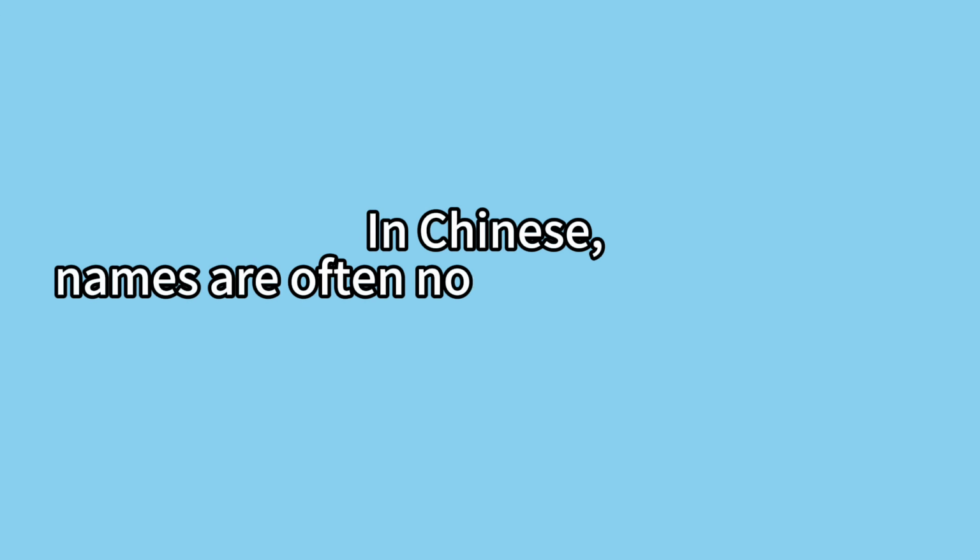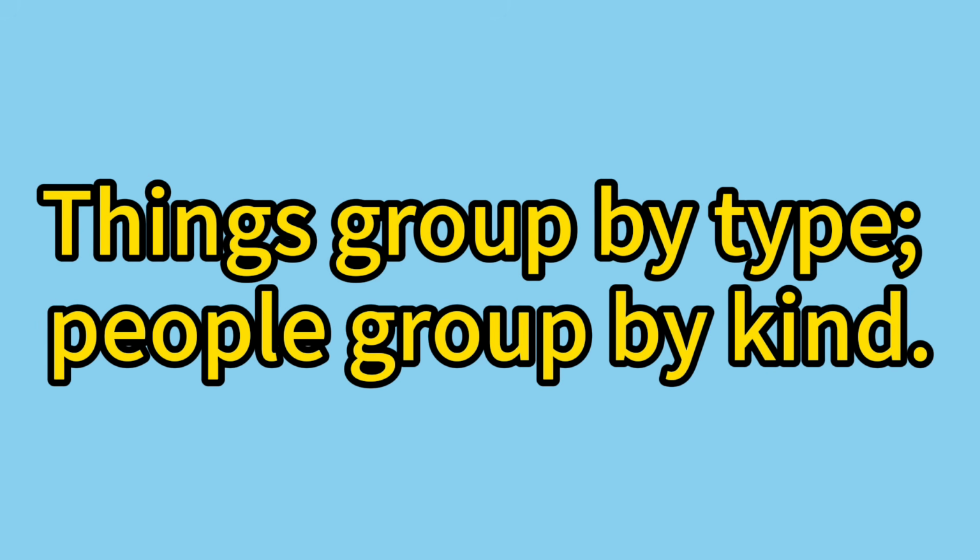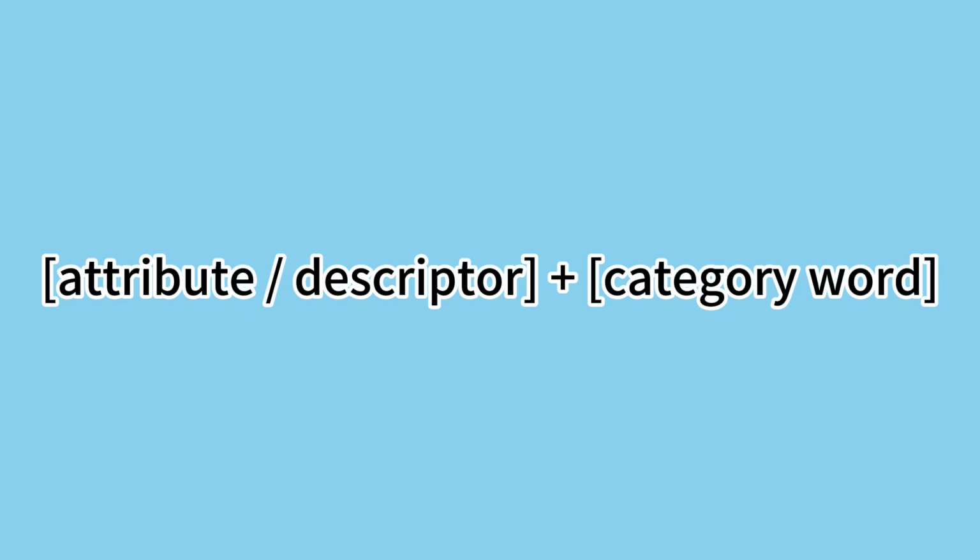Now, characters are one layer, but words are another layer. In Chinese, names are often not invented randomly. They are built by category. There is a theme. 物以类聚，人以群分. Things group by type, people group by kind. Vocabulary is the same. Here is a super common pattern for nouns. Attribute or descriptor plus category word, like Lego blocks. Let me show you with one category word.